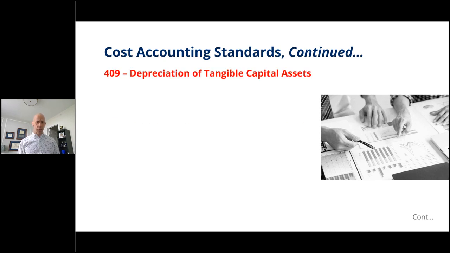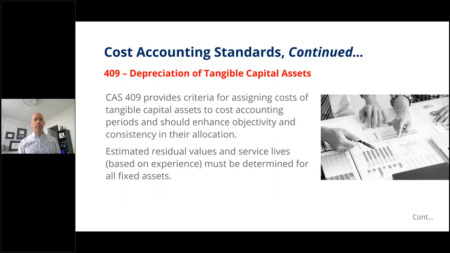Next up is CAS-409, the depreciation of tangible capital assets. And remember a moment ago we were talking about the capitalization of tangible assets. And they said that when we got to 409, we would be talking about the depreciation. CAS-409 provides the criteria for assigning cost of tangible capital assets to the cost accounting periods.